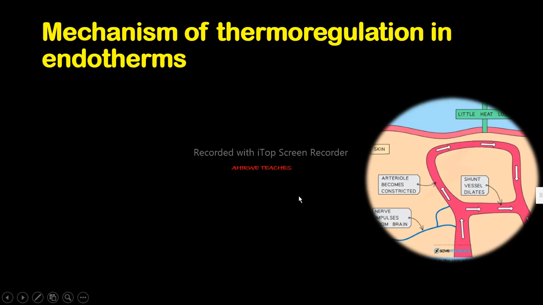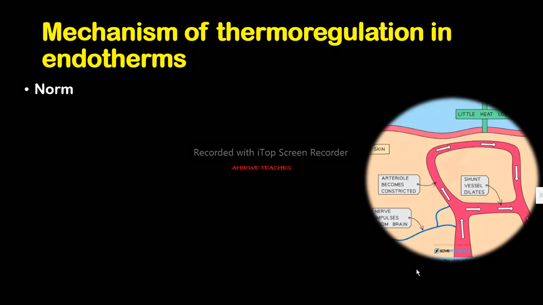Now, like I told you, our bodies have a reference point. Okay? It has a reference point. The normal body temperature in this case. And this reference point is maintained within the hypothalamus.